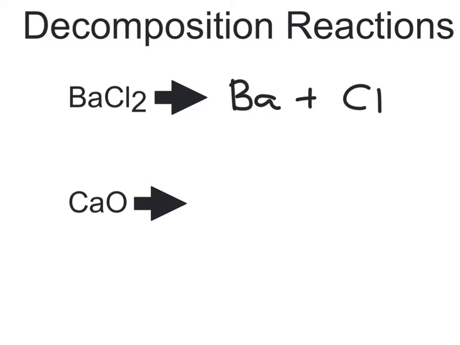The only thing we need to pay attention to are those diatomic molecules that we spoke about: hydrogen, chlorine, iodine, fluorine, bromine, oxygen, and nitrogen. Whenever we have any of those elements, we need to remember to add a subscript of 2. Likewise, for calcium oxide, it will decompose into calcium and oxygen. And again, oxygen is a diatomic molecule, so we have to remember to add the 2.